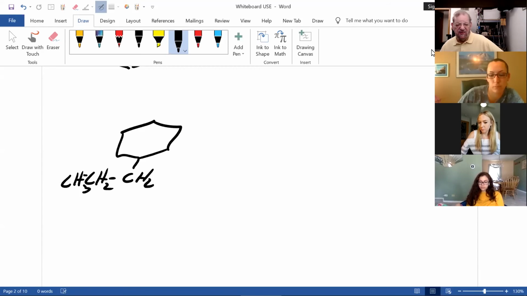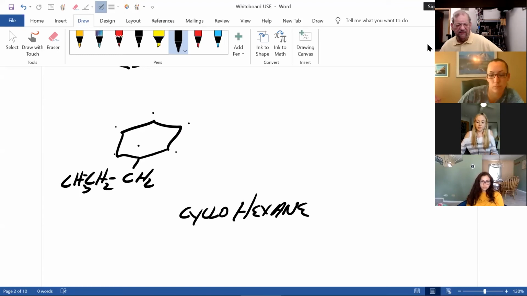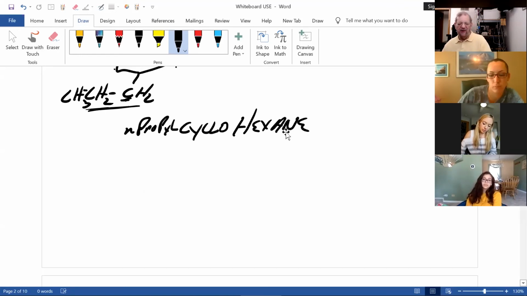All right, I think everybody's done. What do we have here? 1, 2, 3, 4, 5, 6 carbons in a ring. Hexane. It's a ring. Cyclohexane. Next, I have an alkyl group, 3 carbons. Propyl, attached at the N carbon of 3, N-propyl. And therefore, this would be N-propylcyclohexane. Say that 3 times quickly. No, you don't have to. Oh, let's do one more. These are fun.